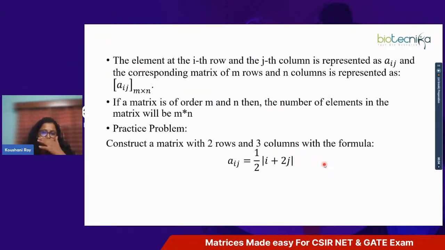Now let us move forward. This is something very interesting. The element at the ith row, where i represents any row, and j represents any column.